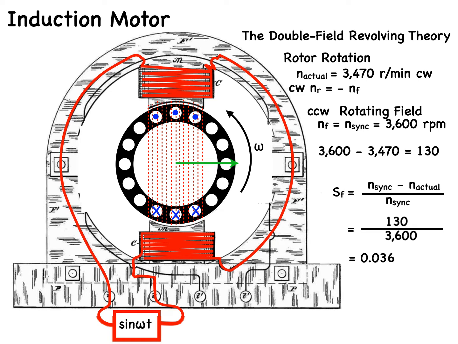The third thing that is going on is a clockwise rotating field, which we will call an R for reverse, and that is equal in magnitude to an F, but rotating in the opposite direction. So we will see that direction as minus the forward direction, or minus an F. In real terms, it is minus 3,600 RPM.